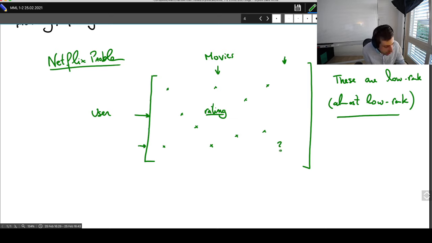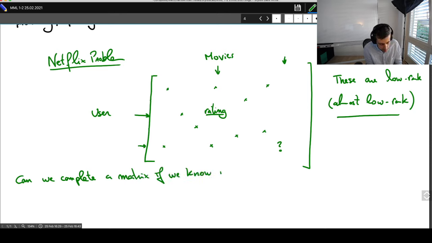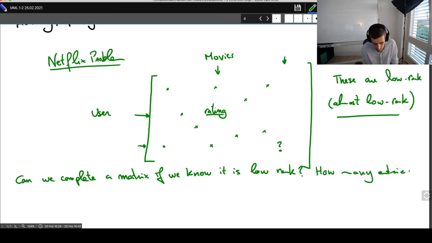And so the question naturally here is, can we complete a matrix if we know it is low rank, right? And in particular, how many entries do we need to sample, let's say at random. So here I'm going to need a little bit of probability, but really not much. Need to sample before we can complete the rest.